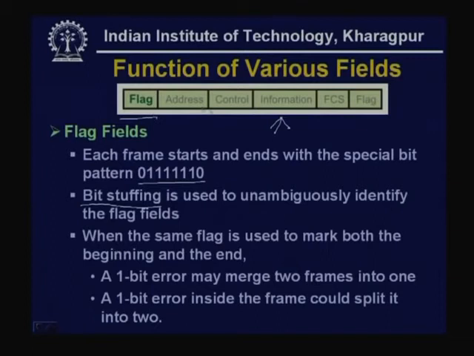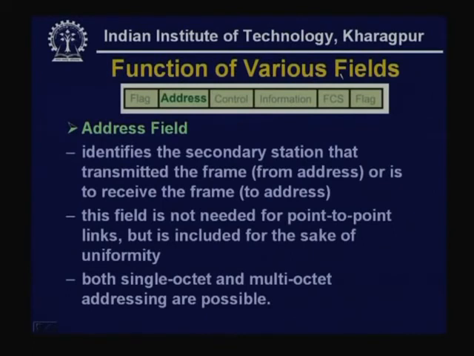And as you can see here, we are using the same flag. When the same flag is used to mark both the beginning and end, there are 2 situations. A 1 bit error may merge 2 frames into 1, and a 1 bit error inside the frame could split it into 2. This can happen. However, when no error occurs, there is no problem, it continues, and you are using the frame check sequence for detecting errors. Now, let us consider the address field.